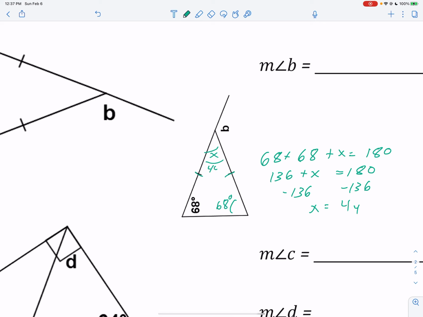So this part right here is 44 degrees. But that's not what it asked me. It didn't care what x was. It didn't care what this angle was. It cared about what b was. So we're going to use the fact that consecutive angles on a straight line are supplementary. So b plus x, b plus 44 equals 180. I invented x. I just called this angle x to make it easy to write. So b equals 180 minus 44, which is 136.